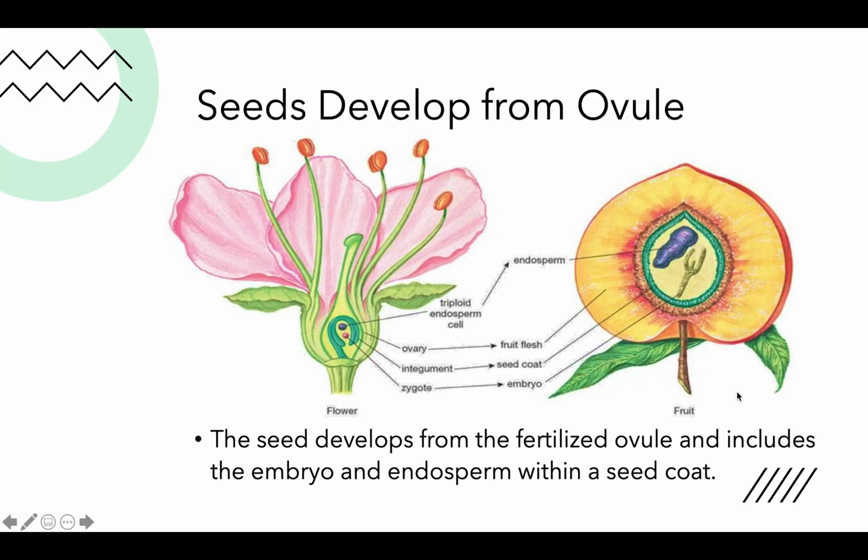So the seed develops from the fertilized ovule and includes an embryonic plant and some form of nutritive tissue called the endosperm, enclosed in what we call the seed coat. Therefore, seeds contain the next generation and so complete the life cycle of a flowering plant. When mature, a seed consists of a dormant embryo surrounded by stored food and protective layers.